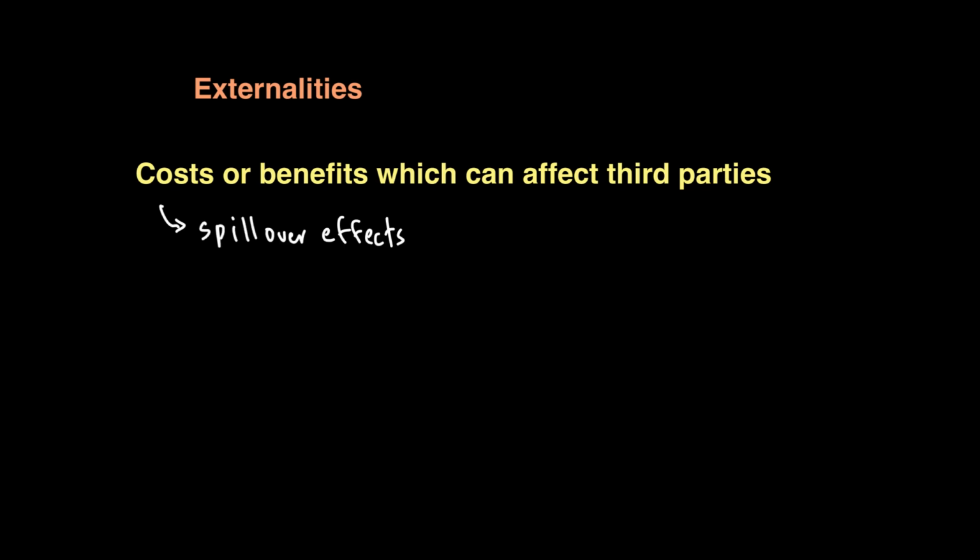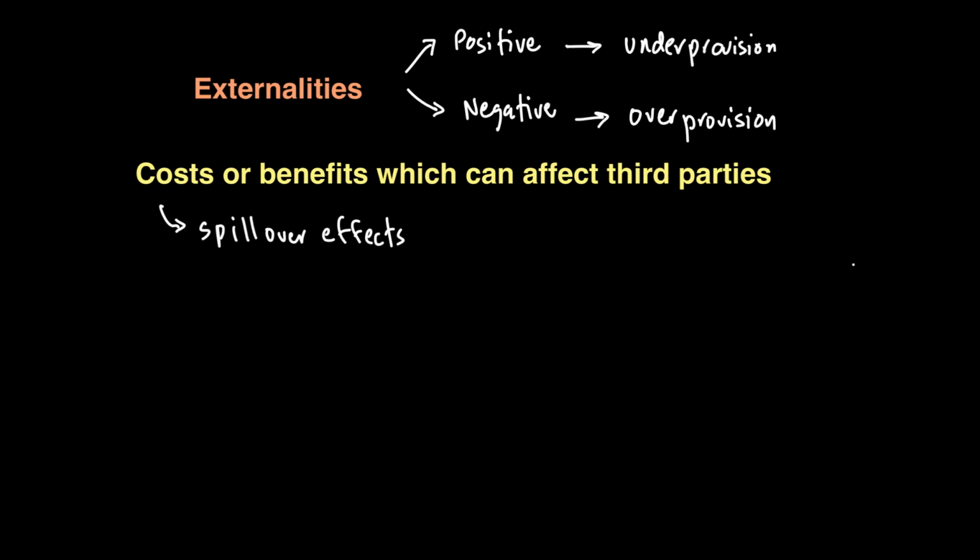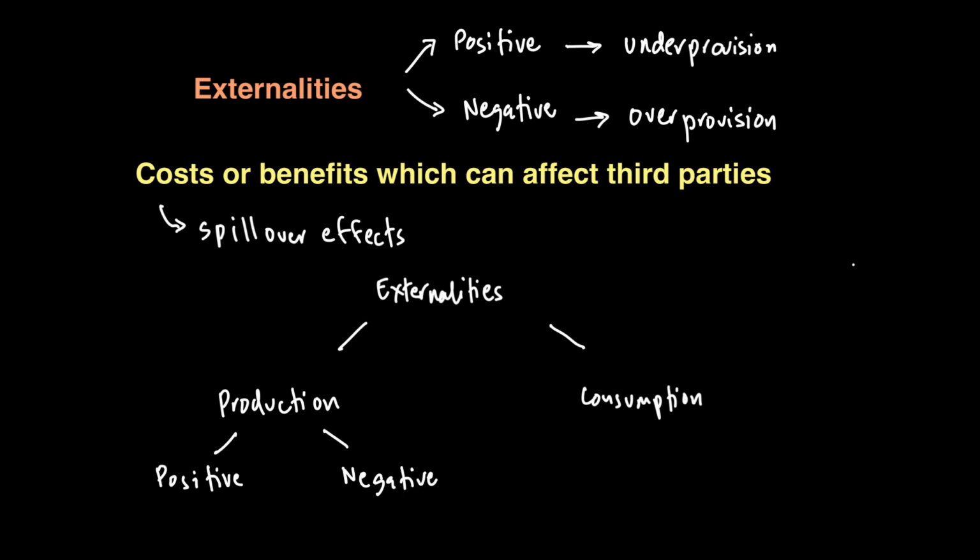They can be positive externalities or negative externalities, where positive externalities can result in under provision of the good, while negative externalities can result in over provision of the good. Now, we will soon see that externalities can happen at both the production and consumption side. So you can have positive and negative production externalities as well as positive and negative consumption externalities.